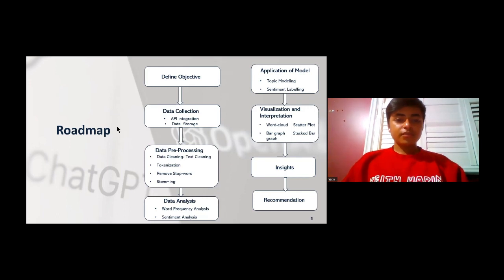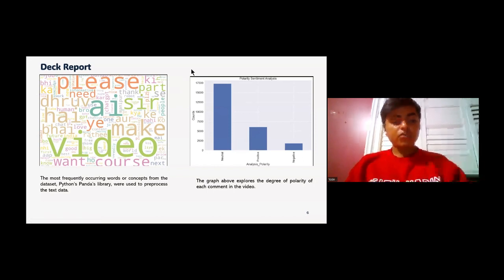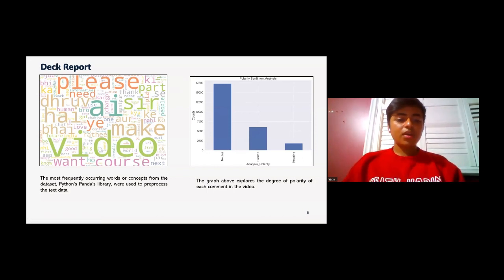Moving on to the next slide. So here we have the deck report of 4 visualizations. The first one is a word cloud, which tells us about the most frequently occurring words and concepts from the dataset. We use the Python pandas library to make this visualization.